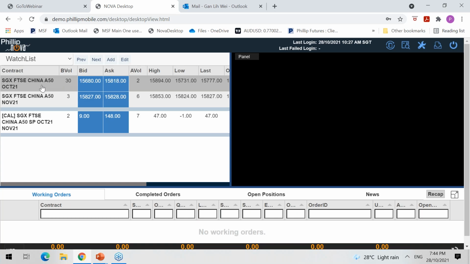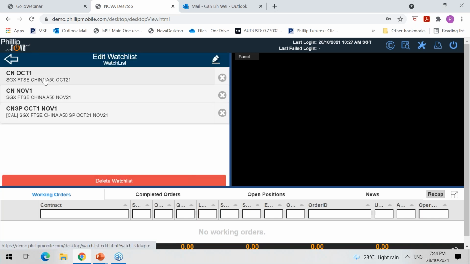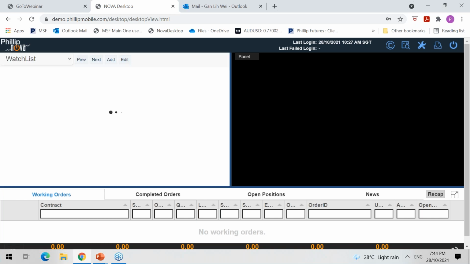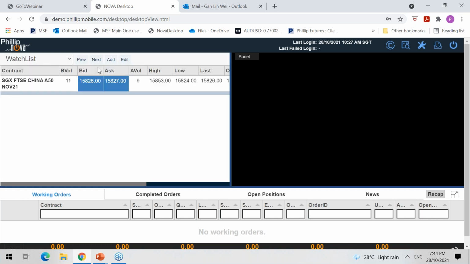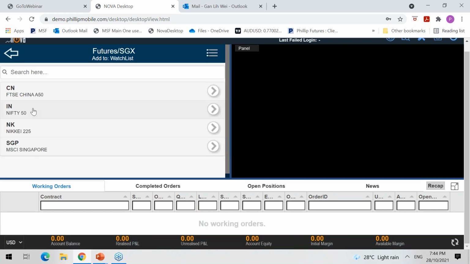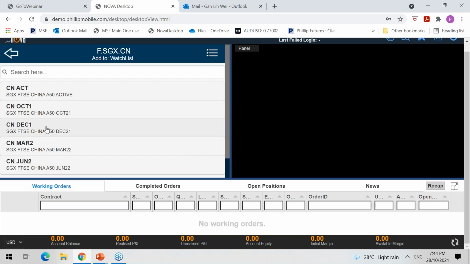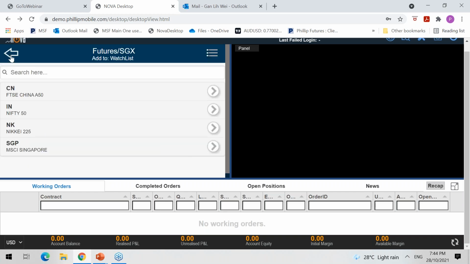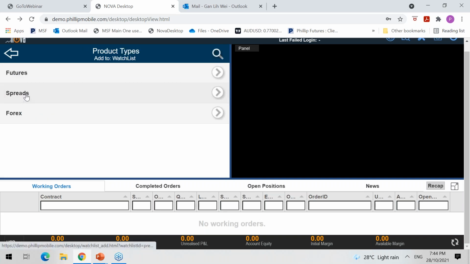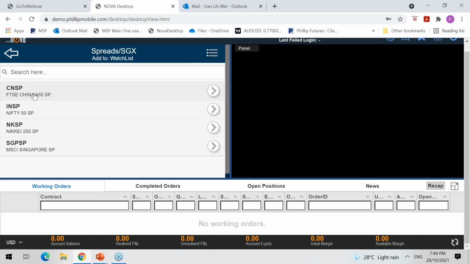Since today is the expiring date for the SGX A50 of October, let's remove the contract first. By editing, we can click on the cross button, and then we also remove the spread from that. We'll add on the contract from November to December. So let's add on the futures contract for China A50 and select the December month. Also, we need to add the spread market. So let's go to the spread market and look for the contract itself.